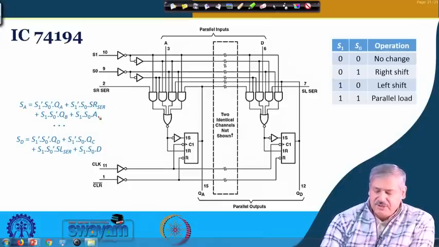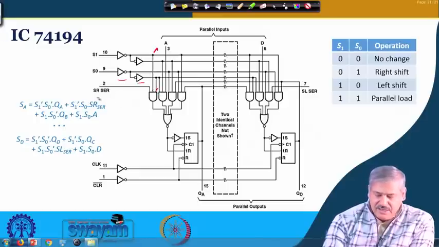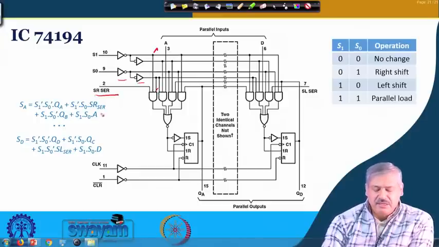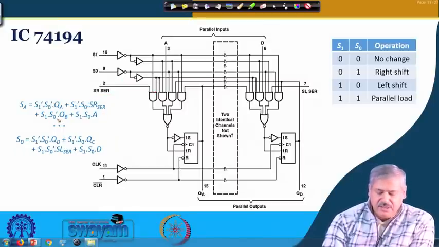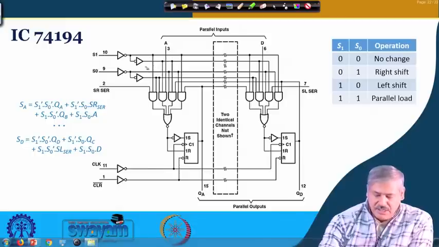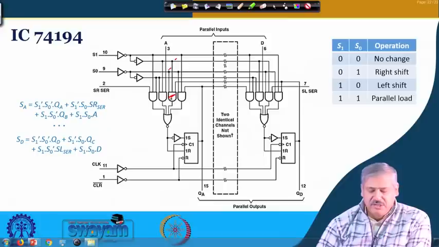Similarly, S1 prime and S0: you can see this is your S1 prime, dropping down from here, and for S0 there are 2 inverters over here. So this is your S0, and that is ANDed with serial in, shift right serial in. And then S1 is 1 and S0 is 0. This is the case where S1 is 1 and S0 is 0, these 2 points coming down over here. So this is the AND gate we are talking about.